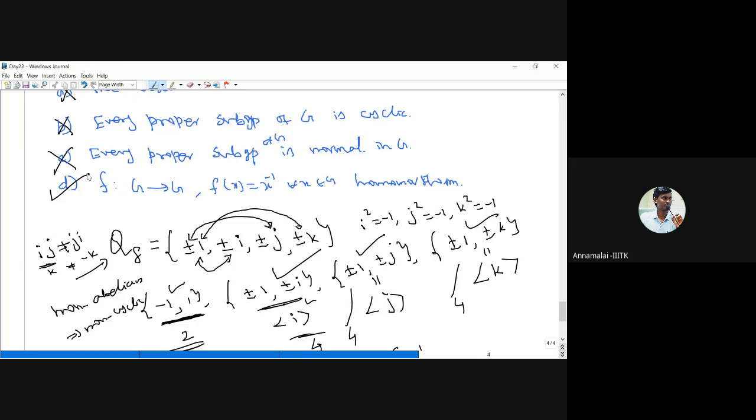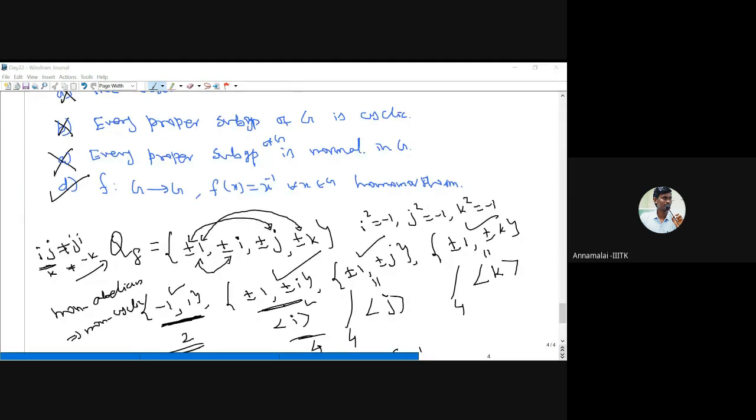Just try the GATE exam question papers or any other entrance exam question papers, and try to solve the problems from linear algebra and group theory. If you don't get them, just inform me and we will discuss it. Okay, any doubts? Anyway, I can stop now.